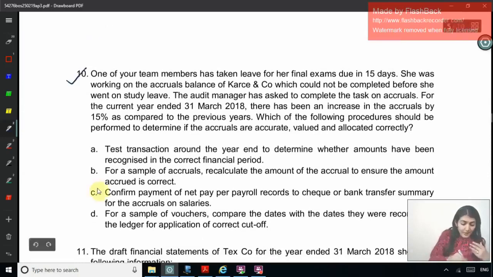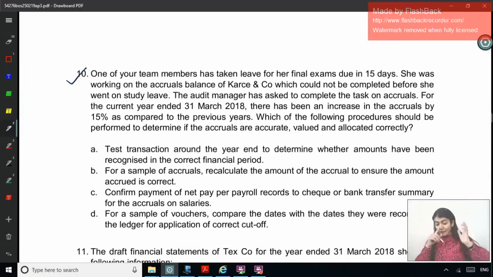Question number 10. One of your team members has taken leave for her final exam due in 15 days. In how many days yours is due? She was working on the accrual balance of CARSE and company which could not be completed before she went on study leave. The audit manager has asked to complete the task on accrual. For the year ended 2018, there has been an increase in the accruals by 15% as compared to the previous year. Which of the following procedures should be performed to determine if the accruals are accurate, valued and allocated properly?